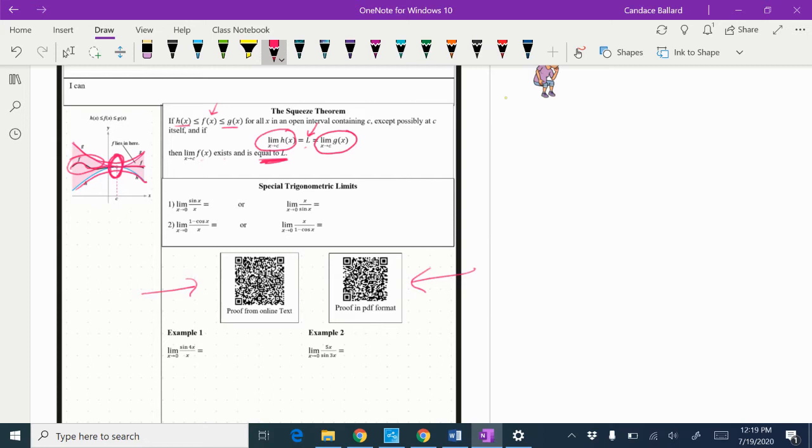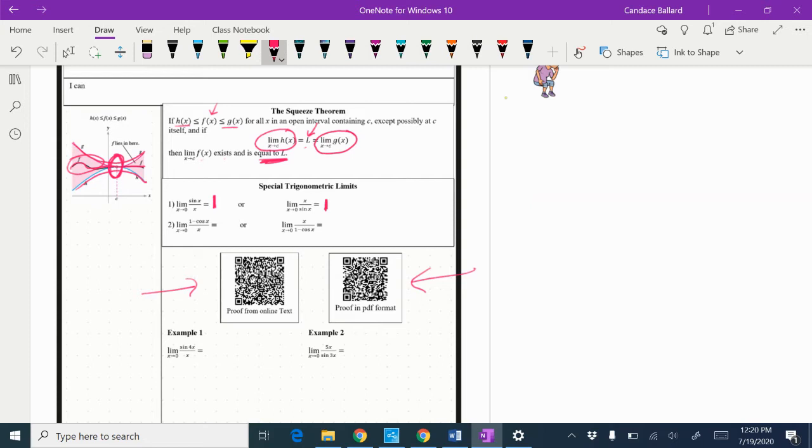If you find the limit as x approaches 0 of sine x over x, we couldn't substitute that 0 in because it gives us a 0 in the denominator, but when we use the squeeze theorem on it, it is actually equal to 1. And that same is true if I flip it, the reverse of it is also equal to 1.